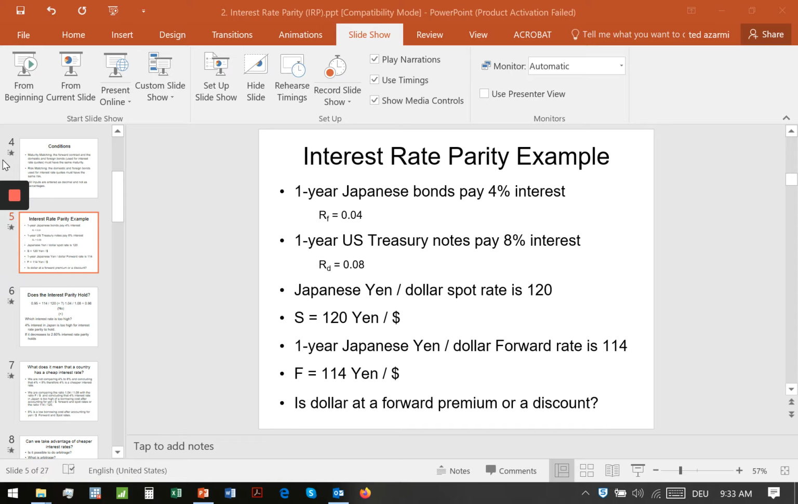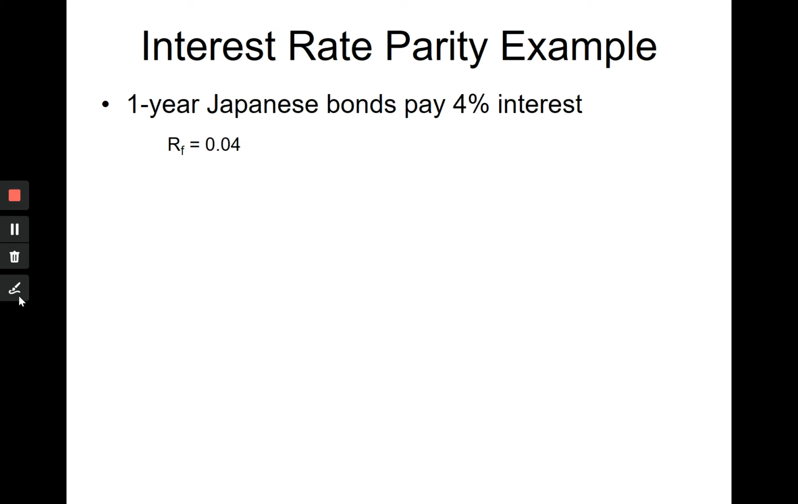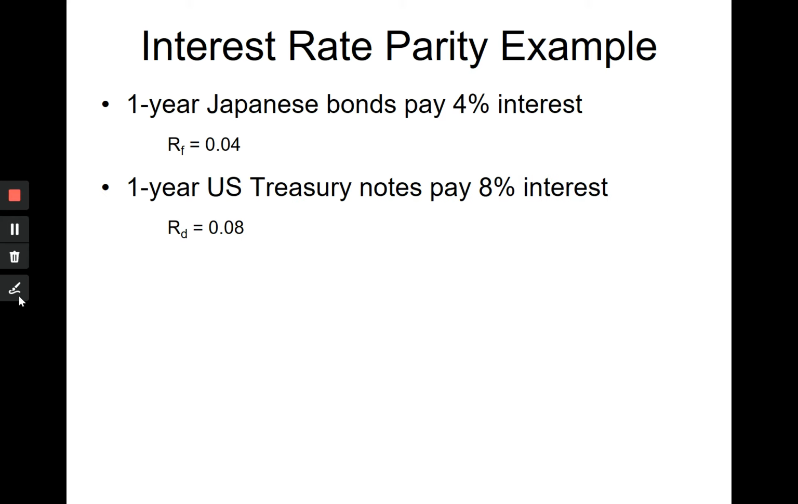Interest rate parity example. This example allows us to see the full exercise one more time with numbers, before we did it with formulas and with words. The numbers are that 1 year Japanese bonds are paying us 4% interest. So we write Rf equals 0.04, as we write the 4% in decimals, not as 4 but as 0.04.